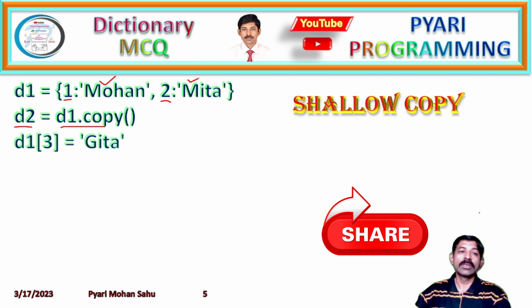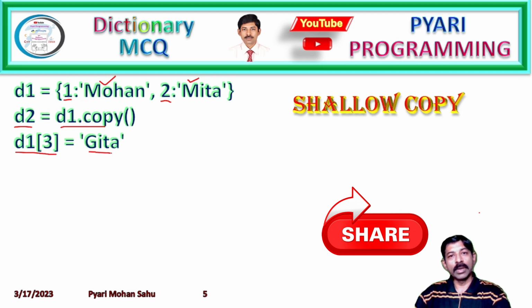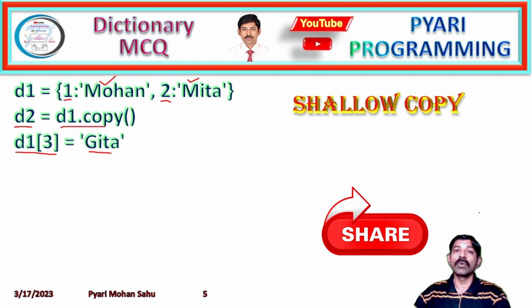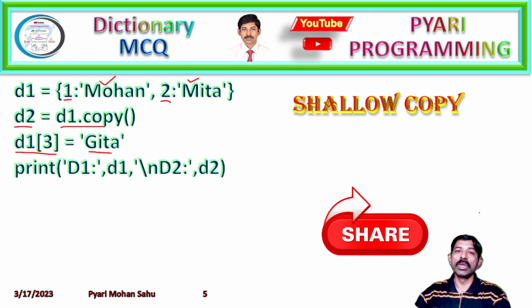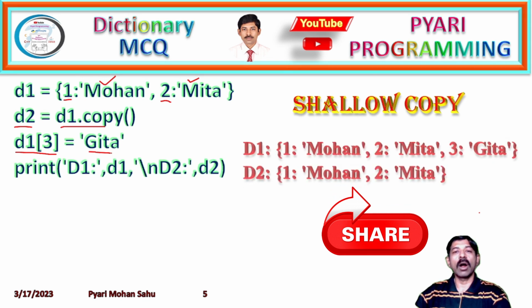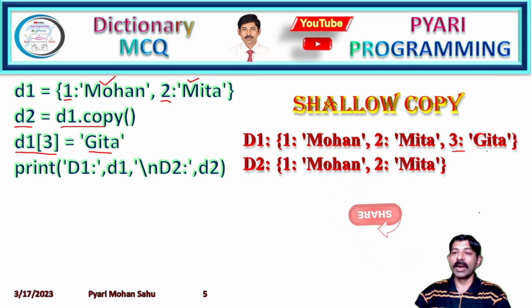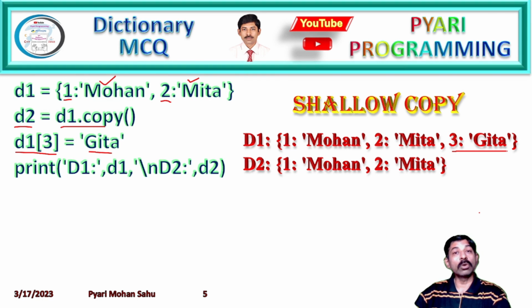What happens in this case? Let's see. Suppose I am updating D1. I am assigning a key 3 where the value is Gita. That means one new key is going to be added in D1. No effect will be made on D2. So when I print both D1 and D2, we are going to get the output like this. Why is this happening? Because we have updated the dictionary D1. Because of that, your key 3 and Gita is added in your D1 and no change in D2.